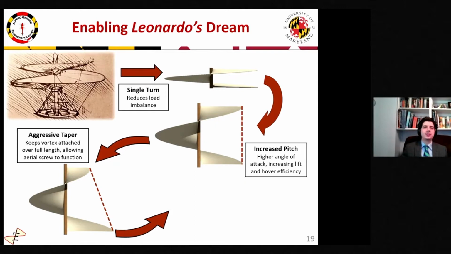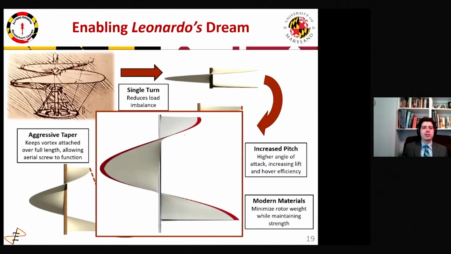First, it's reduced to a single turn to reduce the load imbalance due to the CG offset. Next, we increase the pitch to give the screw higher angles of attack and increase its lifting capabilities. Then, an aggressive 1:2 taper keeps the vortex, which is generated at the leading edge, attached over the full screw length. And lastly, the wood and canvas materials from Leonardo's design are upgraded to lightweight aluminum and performance sailcloth.